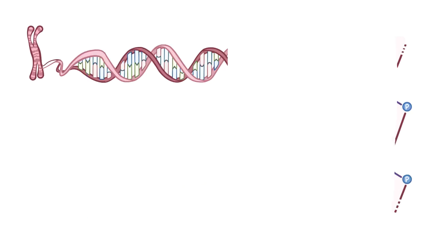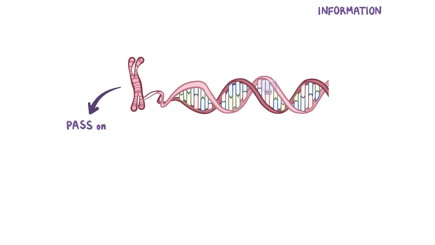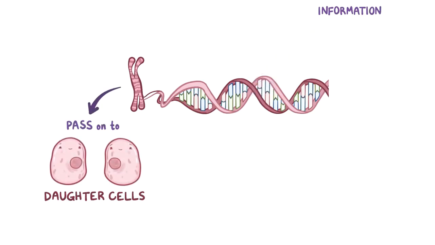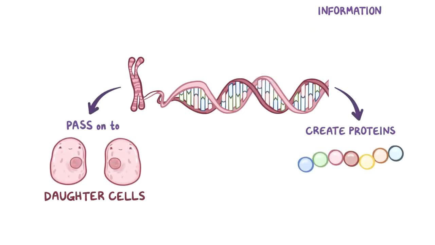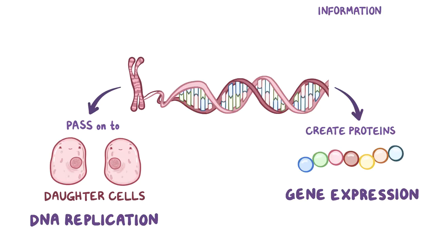Now, the goal of DNA is to store information and pass it on to their daughter cells, and to use this information to create proteins. To do this, there are two critical processes: DNA replication and gene expression.